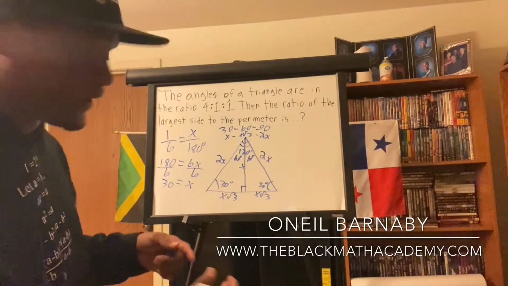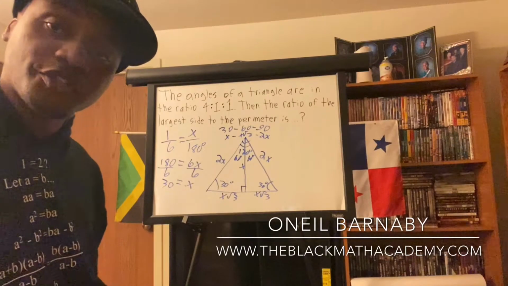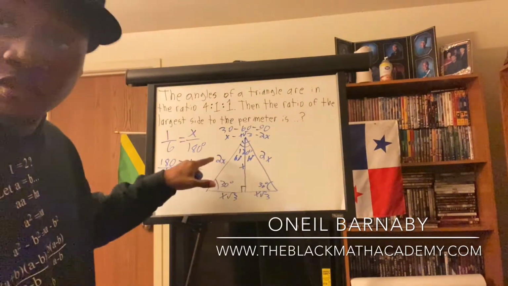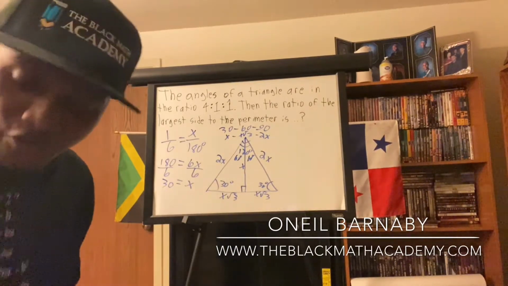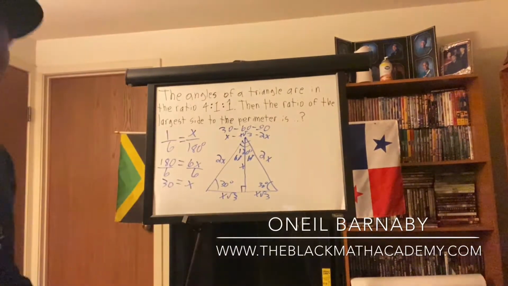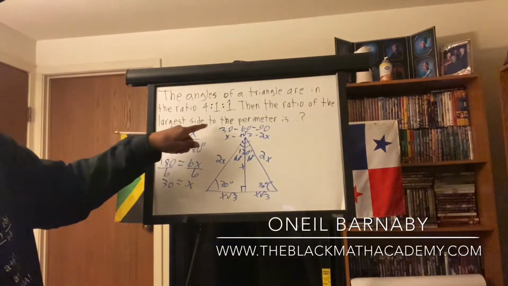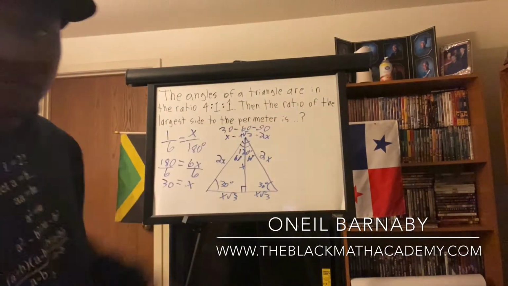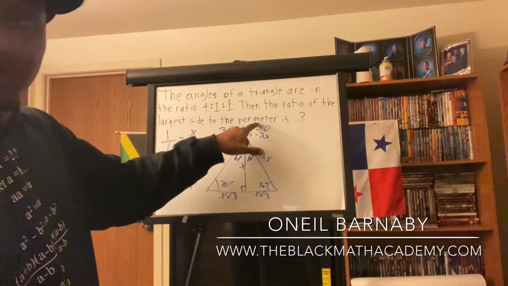Even though we don't know the value of x just yet, that's actually irrelevant because we know the representation of the sides. So that is just as good. So now we can actually solve the problem. The question is asking for the ratio of the largest side to the perimeter. So we need to compare those two aspects, the largest side and the perimeter.